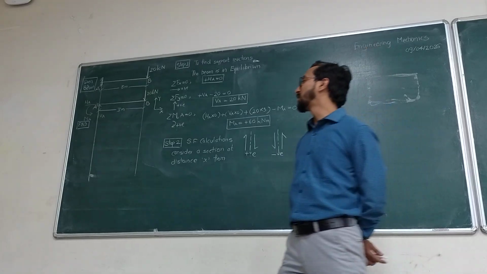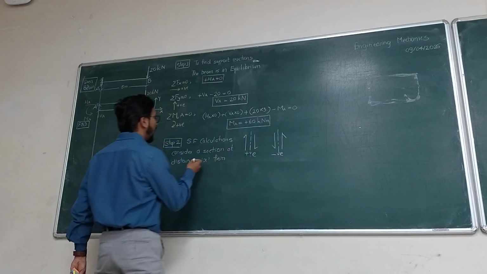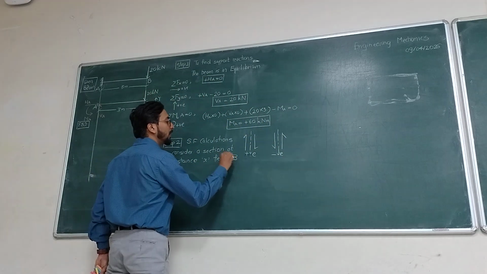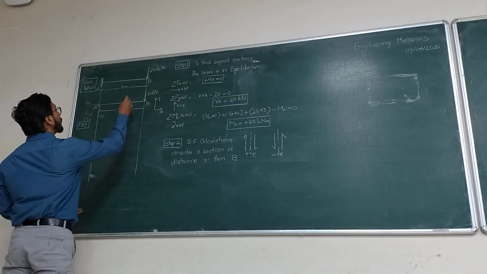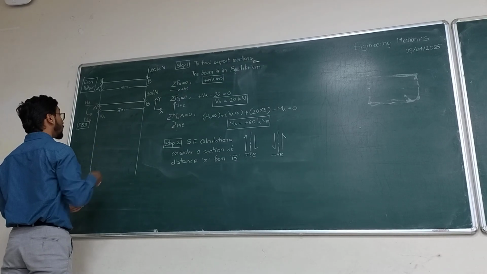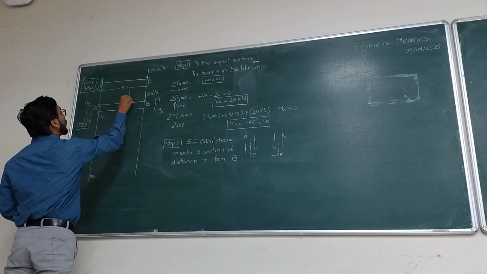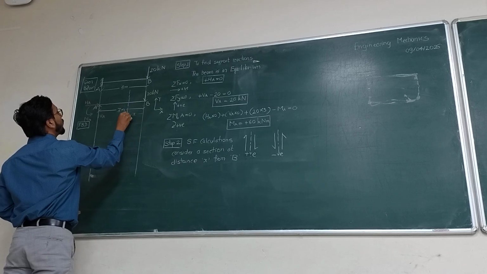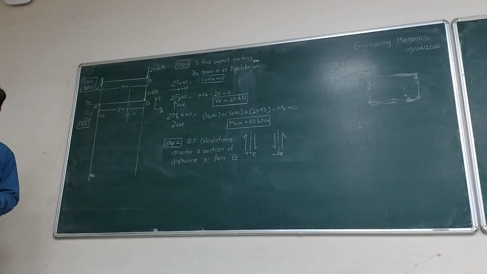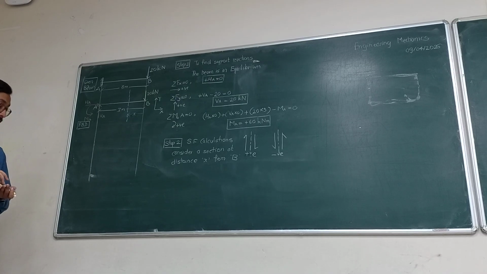Okay? Let us take the section at distance x from B. Draw it. Show the section at distance x from B. Okay? Then.